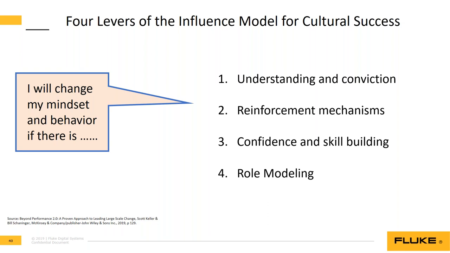But if I were to follow what I mentioned here, the four levers of the influence model, understanding and conviction means I understand what's being asked of me and it makes sense. Did you take it down to the plant floor level? So not just, I kind of believe the metrics, but here's what I need to do differently. That's number one. Number two is the reinforcement mechanisms. You see that the structures, processes, systems, incentives support the change. Now, as the company said, this is important to the company.